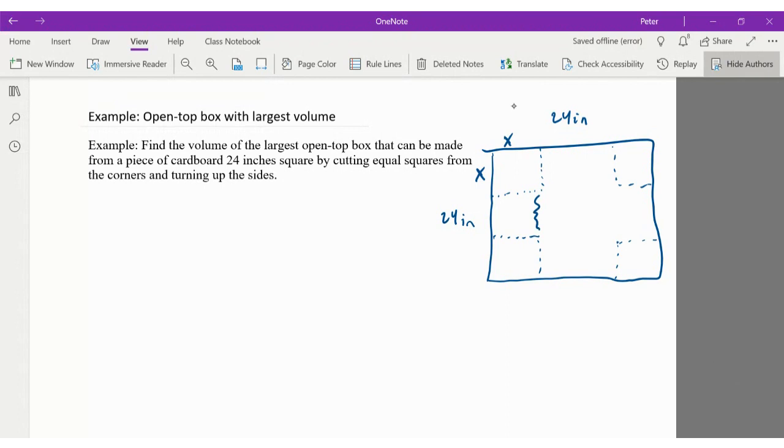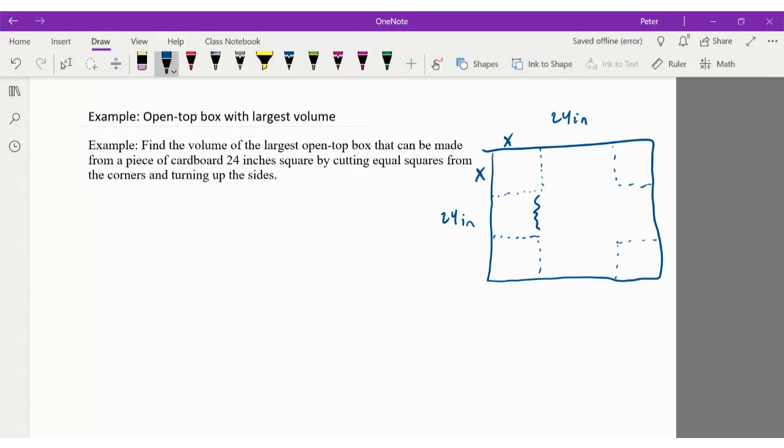Let me just draw it in a different color here. This purple area that you see here is going to become the bottom of the box. And it's going to have sides that are 24 minus 2x. In other words, I'm taking out x on each side, so I'm going to take out x twice from the 24, leaving only 24 minus 2x. And then that's the same here. So I've got 24 minus 2x on that side. And then the purple area becomes the bottom of the box. So I flip everything up.